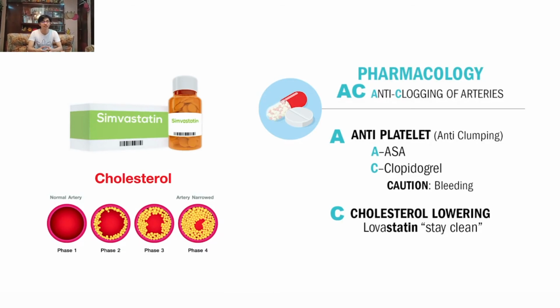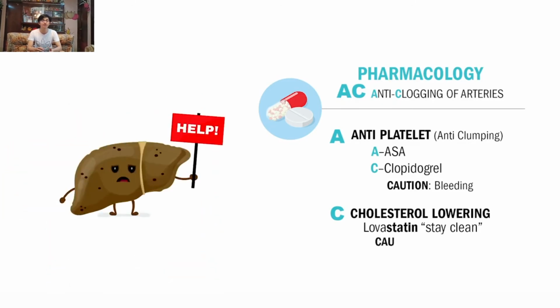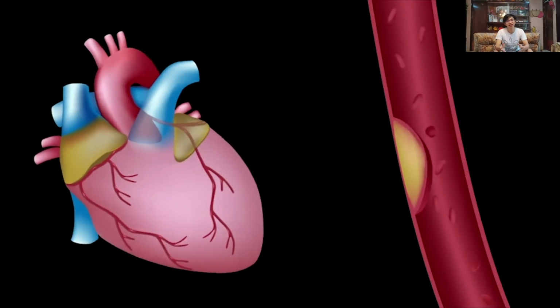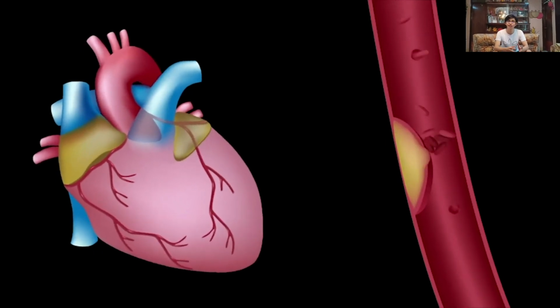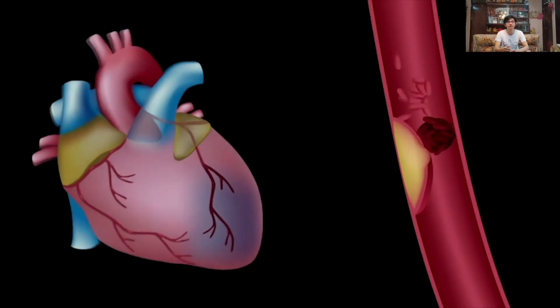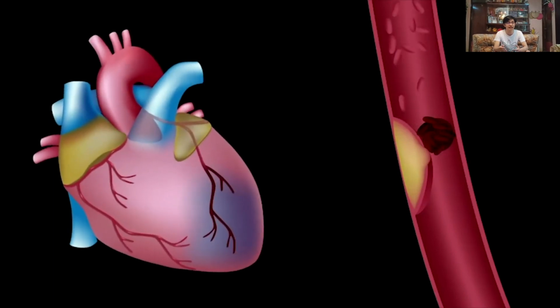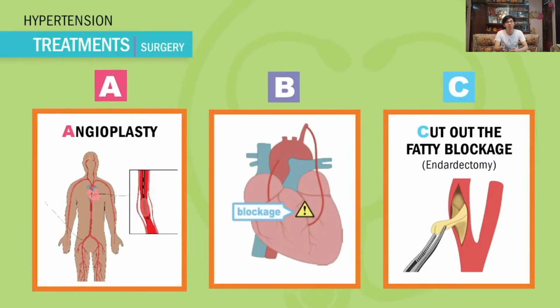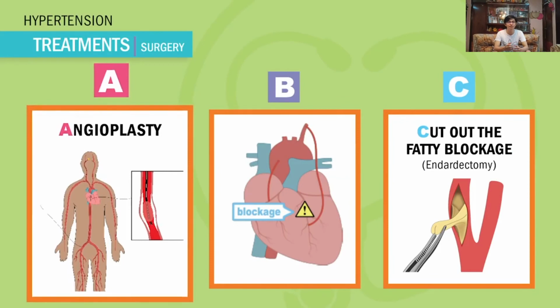This prevents production of cholesterol in the liver, so be cautious of liver toxicity. If medication cannot solve the problem, surgical treatments are done, especially to prevent myocardial infarction or heart attack. Just remember ABC. A for angioplasty, which is a stent placement to push aside the plaque to allow more blood and more oxygen to the myocardium.